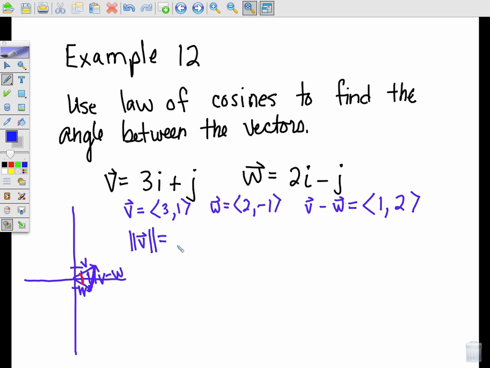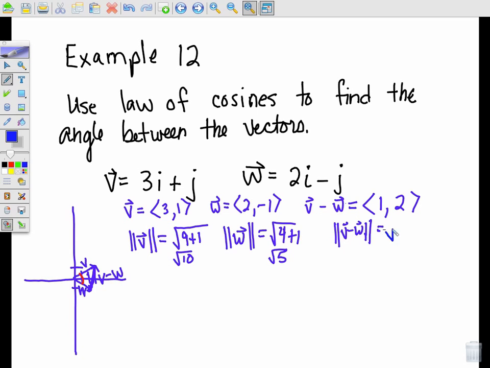So the magnitude of v would be the square root of 9 plus 1, so the square root of 10, and the magnitude of w would equal the square root of 4 plus 1, which is the square root of 5, and the magnitude of v minus w would equal the square root of 1 plus 4, which is also the square root of 5.